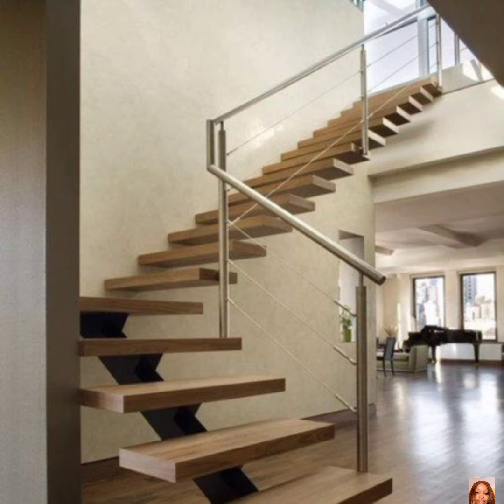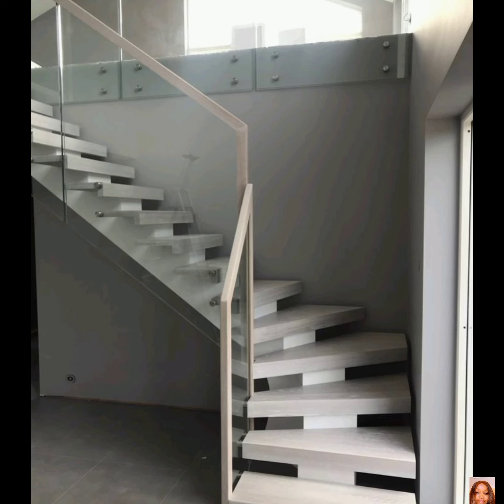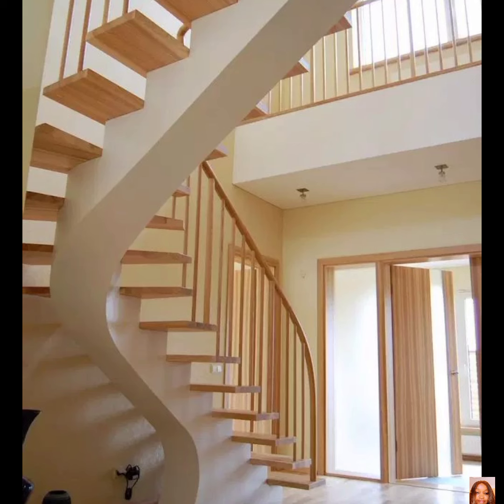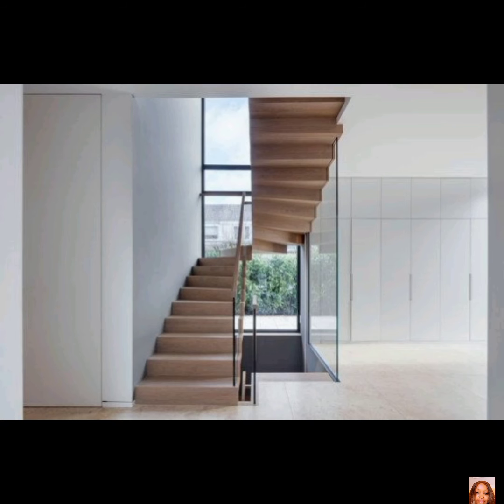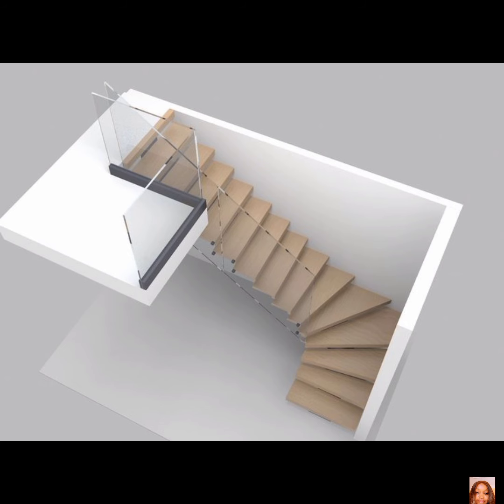The next design is L-shaped staircases. If you rotate the upper portion of your straight stairs past the landing by 90 degrees, you will have an L-shaped staircase. This style is slightly more complicated than straight stairs. For example, the landing requires additional support, which is fully installed in the side wall.